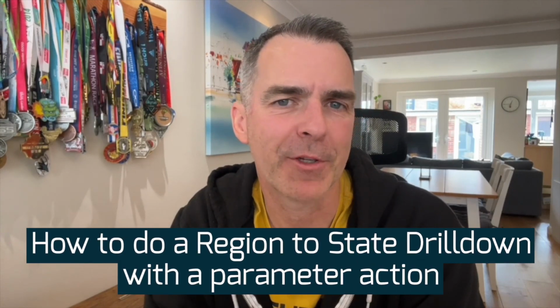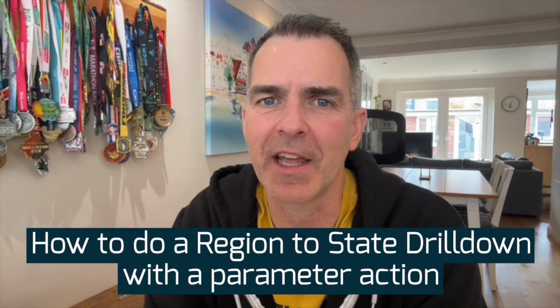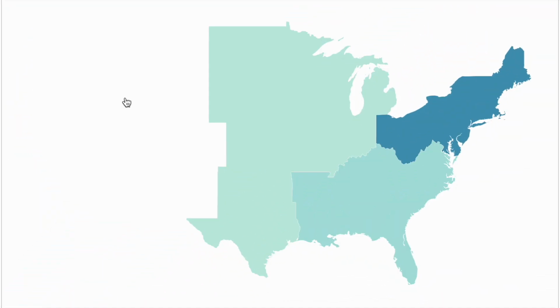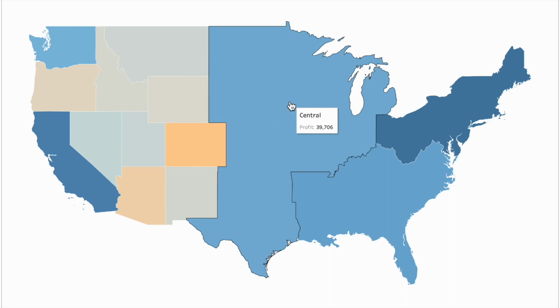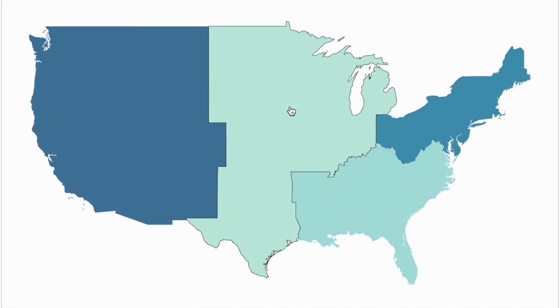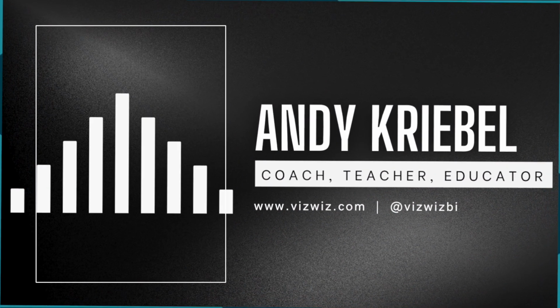In today's tip, I'm going to show you how to do a region to state drill down with a parameter action. In this example, we have profit by region. When I click on a region, we can see the profit by state. When I click on a different region, I now see the profit for those states. If I want to go back to the region level, I click on a state, click on it again, and now I'm back to profit by region.